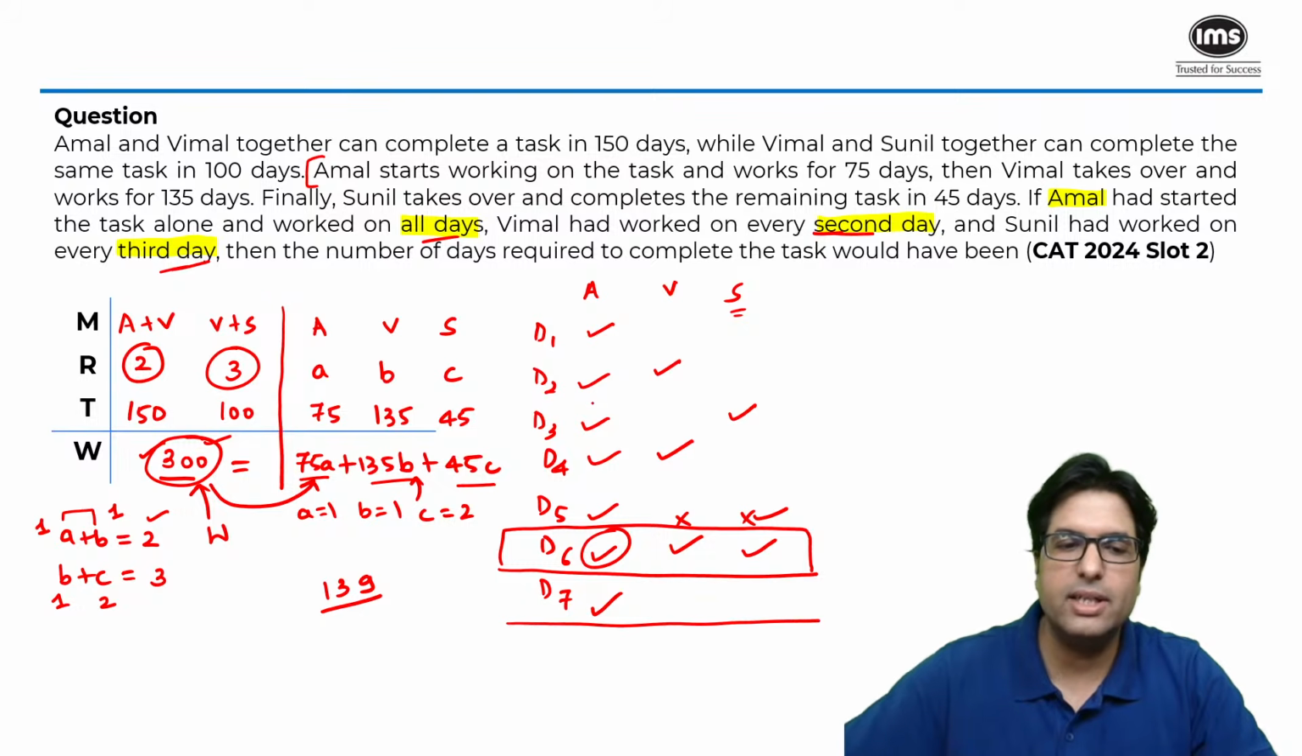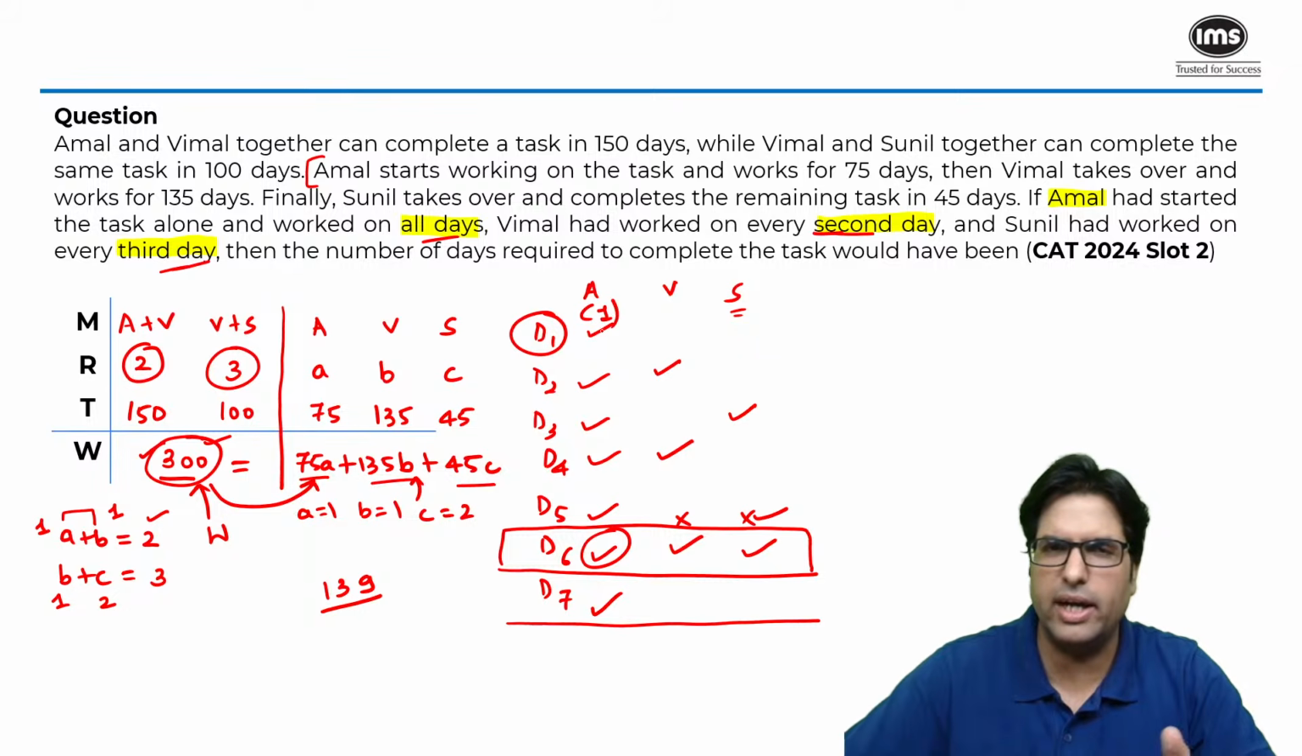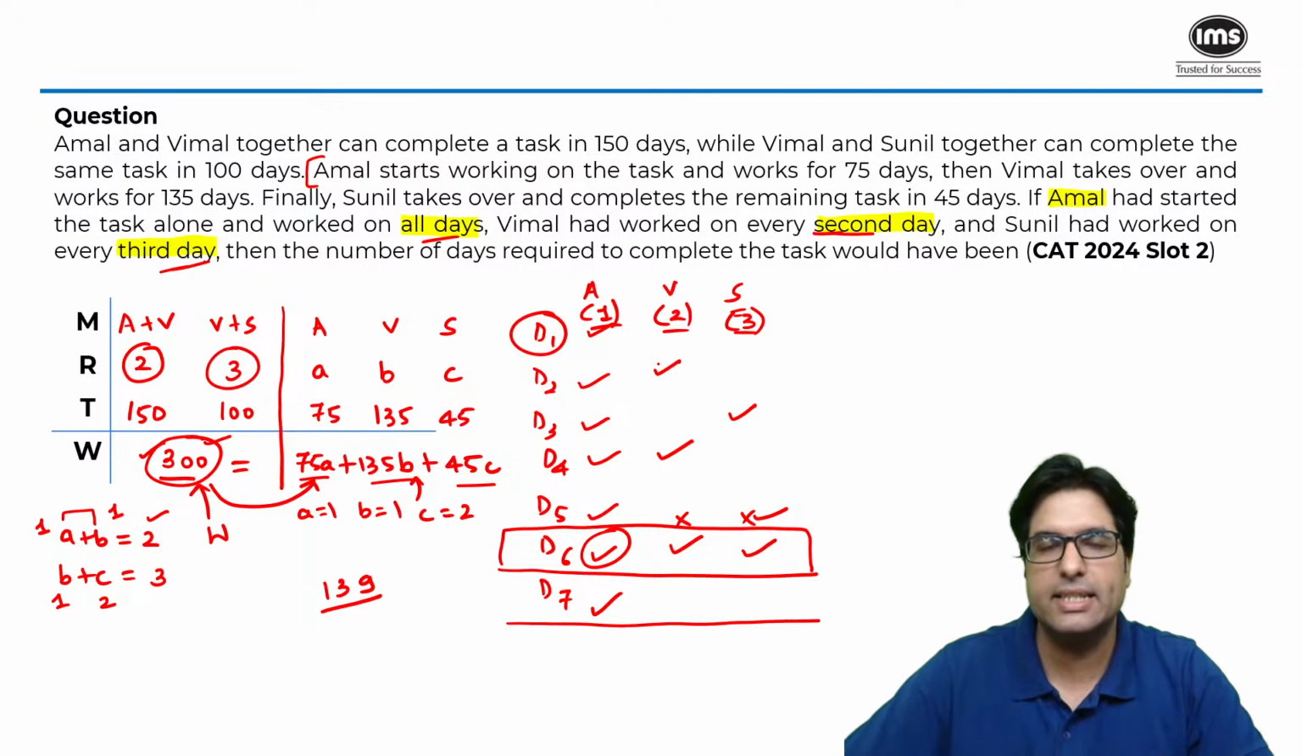How did we arrive at this? What was the frequency for A? Frequency for A was 1 unit every day. What is the frequency for V? 2 units. What is the frequency for S? 3 units. What is the LCM of 1, 2 and 3? 6. So we'll get a repetitive pattern every 6 days.